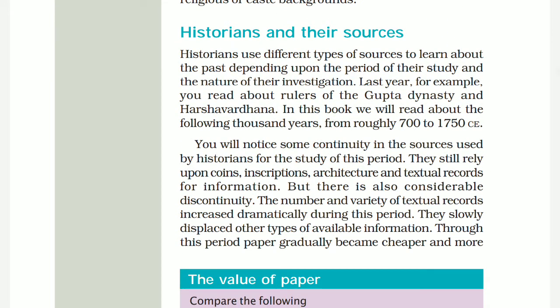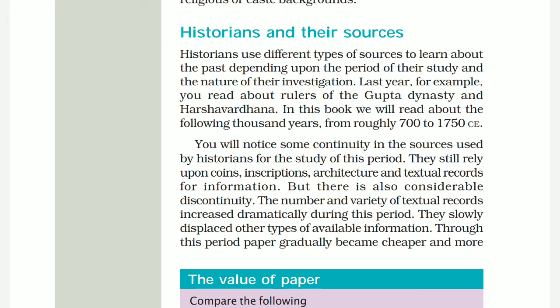Historians and their sources. Historians use different types of sources to learn about the past depending upon the period of their study and the nature of their investigation. Last year, for example, you read about the rulers of the Gupta dynasty and Harshavardhana. In this book, we will read about the following 1000 years from roughly 700 to 1750 CE. You will notice some continuity in the sources used by historians for the study of this period. I hope you remember they use coins, inscriptions, architecture, and textual records for the information.